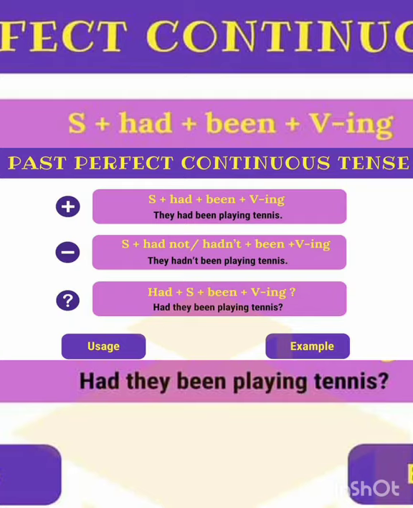And finally, to frame an interrogative sentence in past perfect continuous tense, we should use had first, and then comes the subject, and then comes been, and then comes verb 1 plus ing. Example, had they been playing tennis? It's an example for past perfect continuous tense.